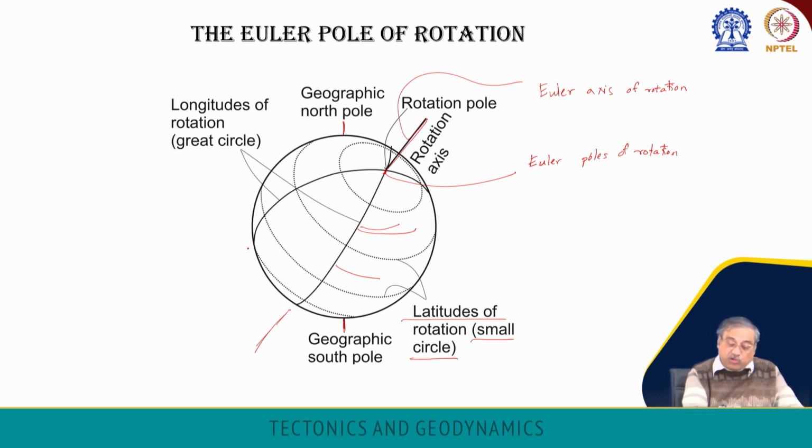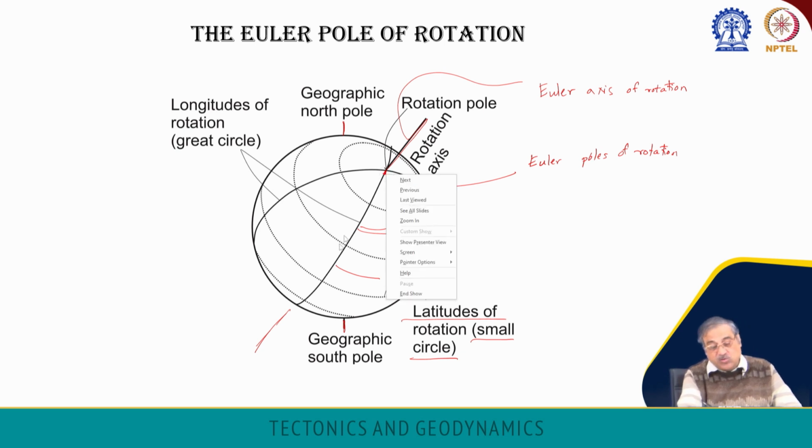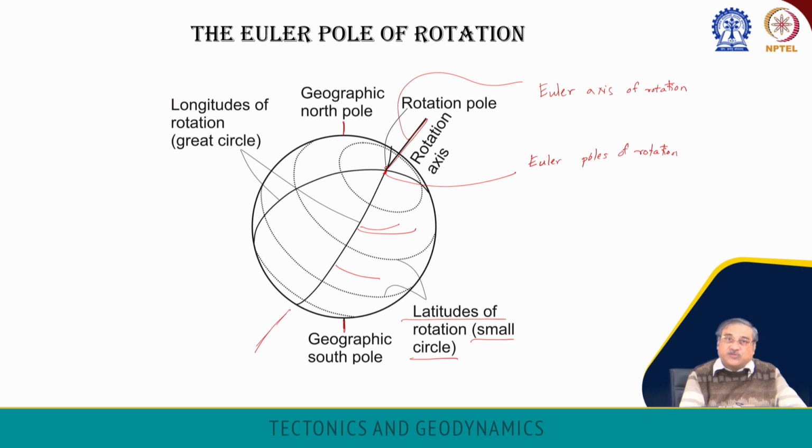On the other hand, the longitudes actually intersect. The longitudes that we have actually intersect at the Euler poles of rotation. So the great circles drawn with respect to this Euler axis of rotation intersect the surface of the Earth at the Euler poles. So this is a geometry that is intrinsic to how we begin to analyze.